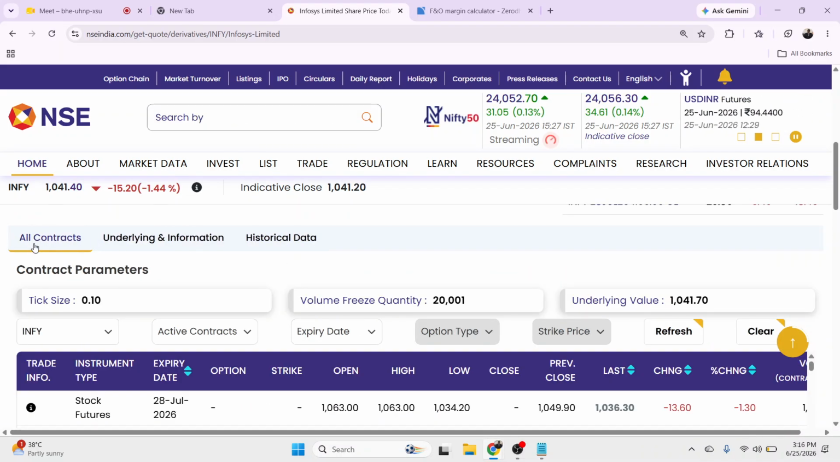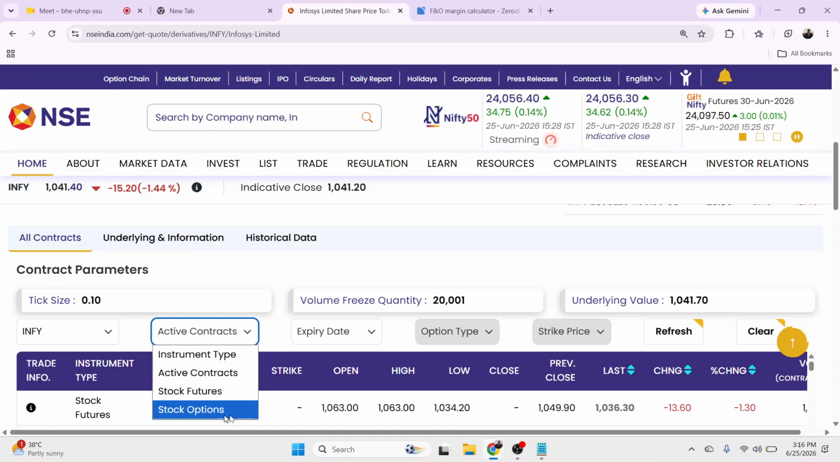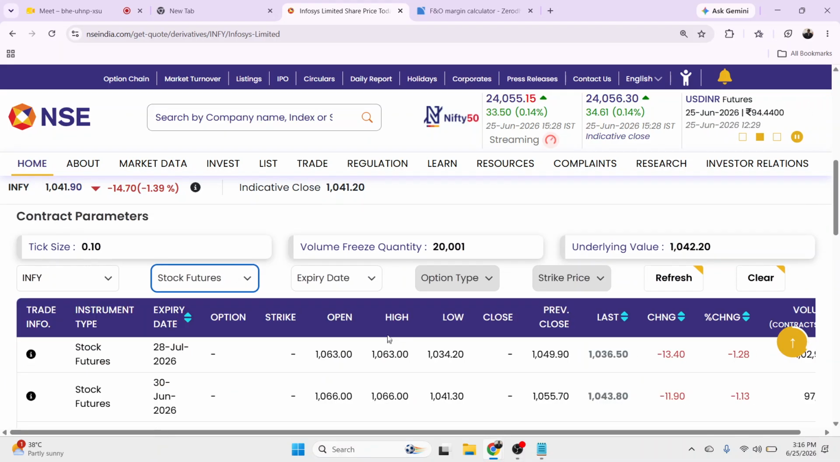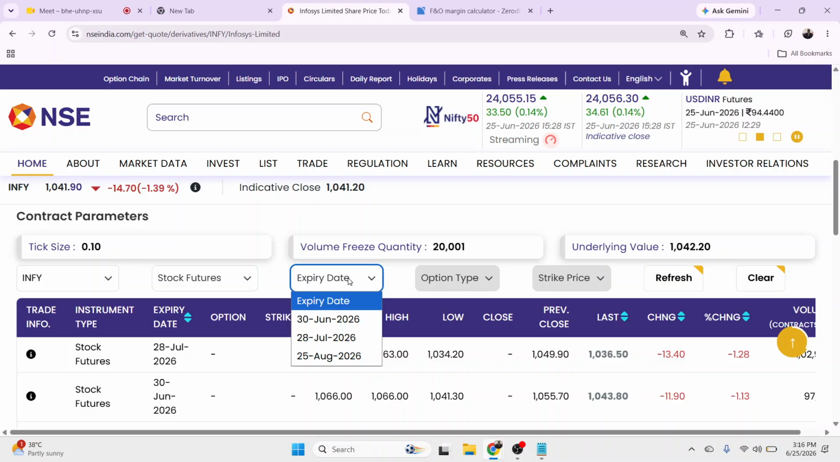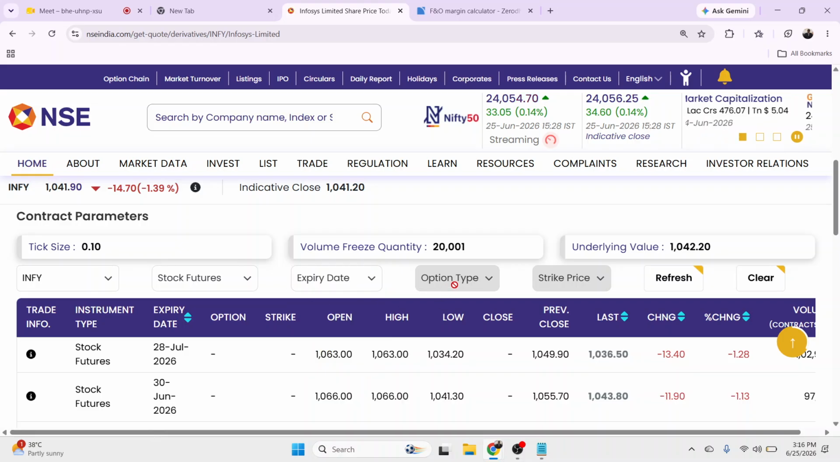So first of all, you have to go here, the all contracts tab, and we have to choose only the future contract. Both of our contracts are showing here, stock future and stock option. We have to select only stock future right now. Now we can see this is the expiry date. These are the three expiries available: June, July, August. We are not looking for options, so these are not highlighted here right now.